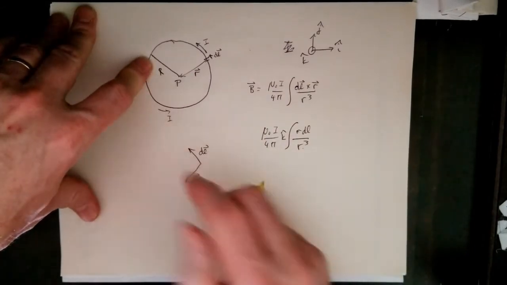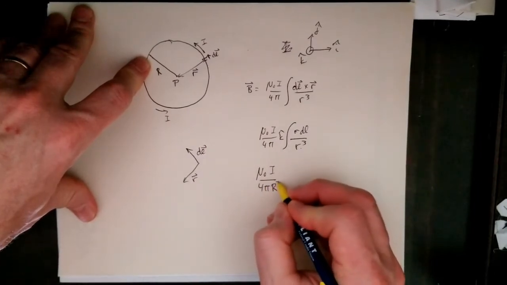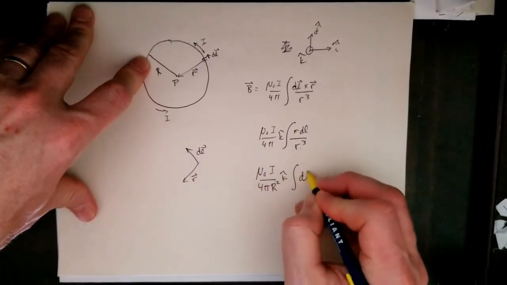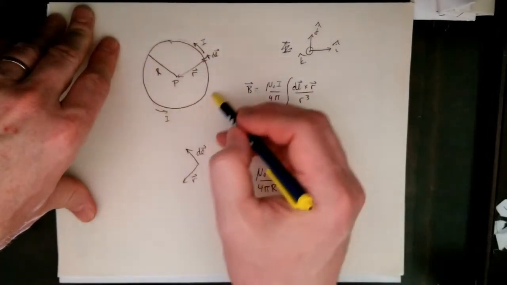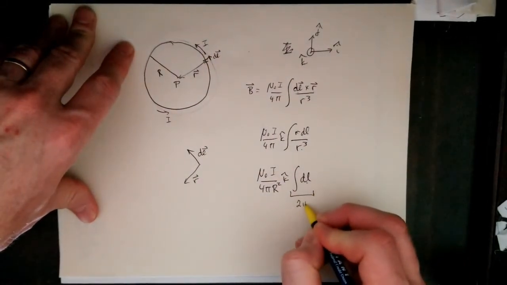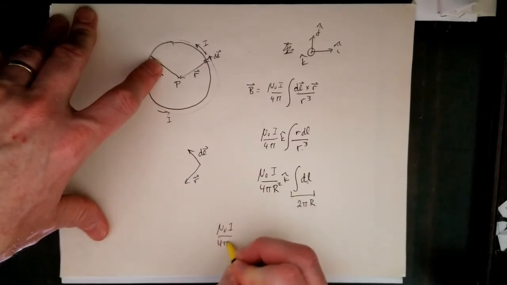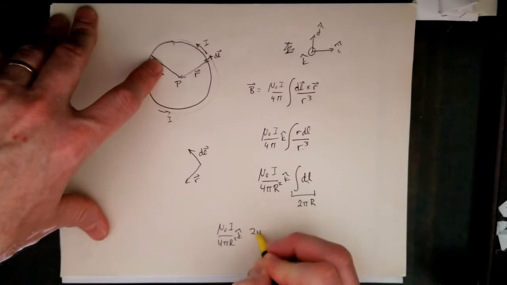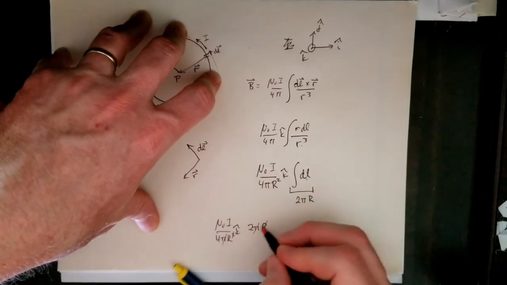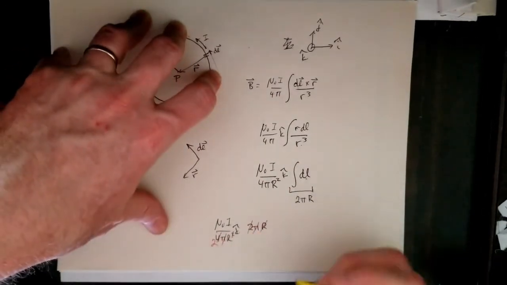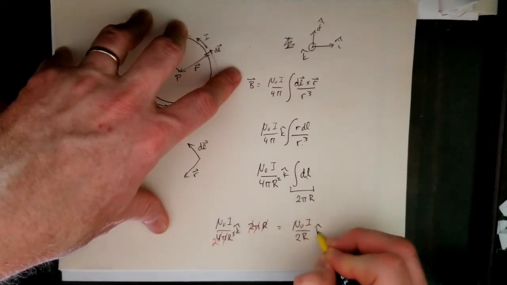R is a constant here, so this becomes mu naught I over 4 pi big R squared, k hat, integral of dl. I'm integrating dl, so that would just be the length all the way around. So this right here is the circumference, 2 pi r. So I'm left with mu naught I over 4 pi r squared k hat times 2 pi r. Now we have some nice little canceling going on. Pi cancels out, that r cancels out with one of those, and that 2 cancels out with that, leaving a 2. And so I am left with mu naught I over 2r, in the k direction.